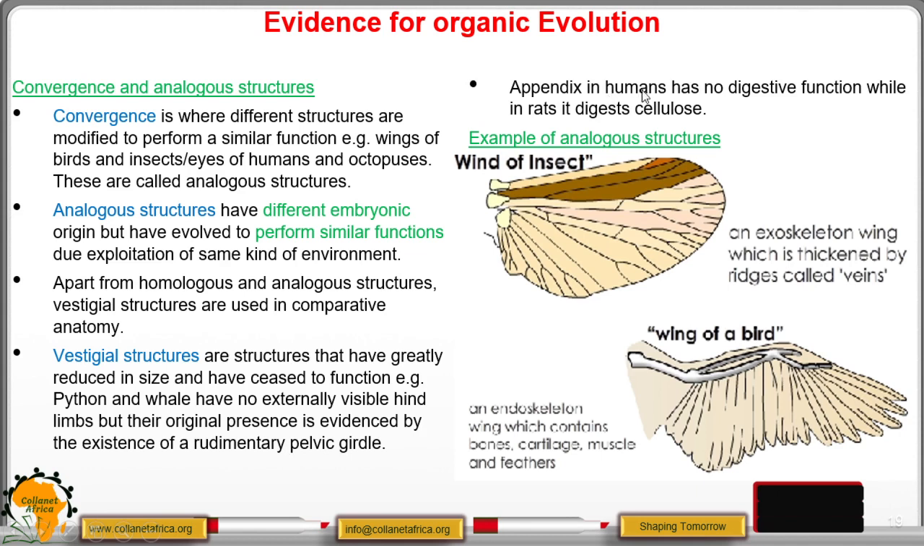Appendix in humans has no digestive function. It is an example of vestigial structure. It has no function in human beings, and it is therefore reduced in size. While in rats, it digests cellulose. Another example of vestigial structure is the flightless birds like the kiwi and the ostrich. Their wings reduced in size because they existed in an environment which required no flight. So that is vestigial structures supporting organic evolution.